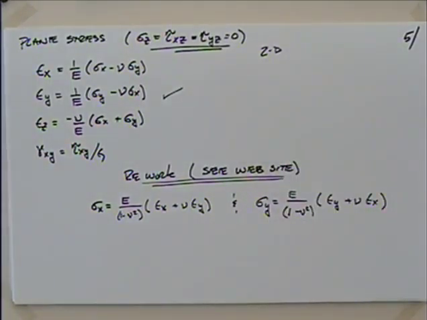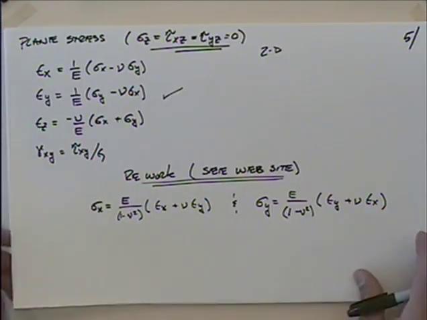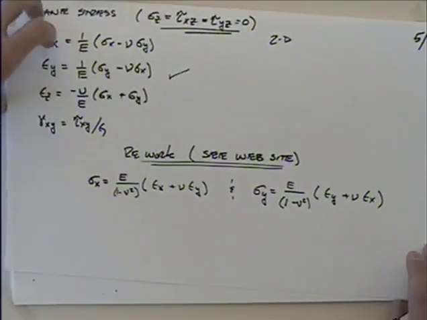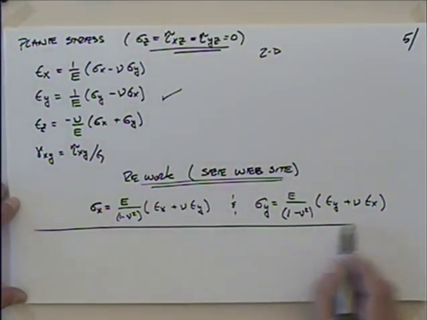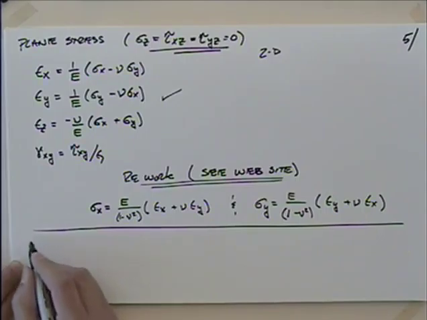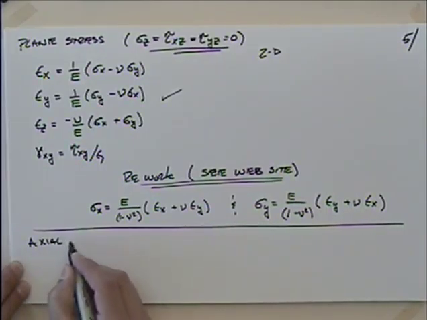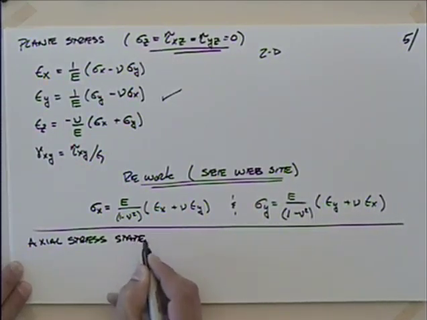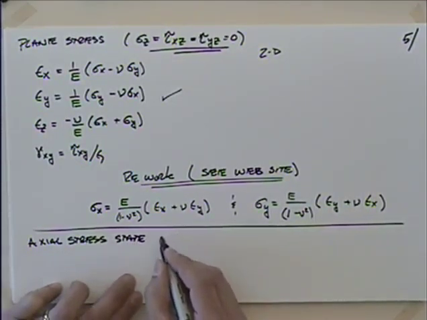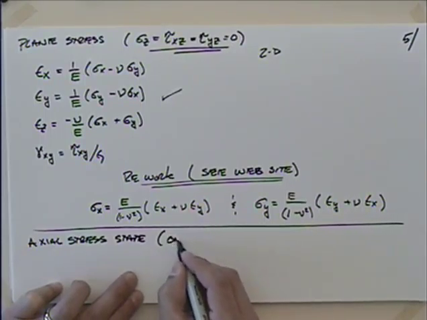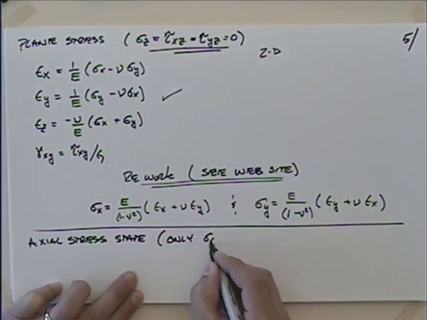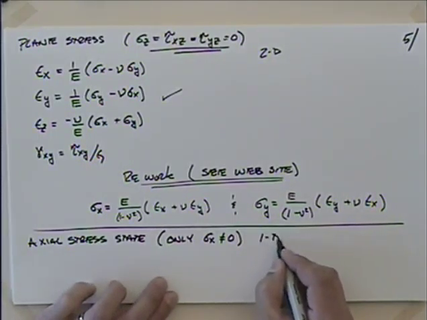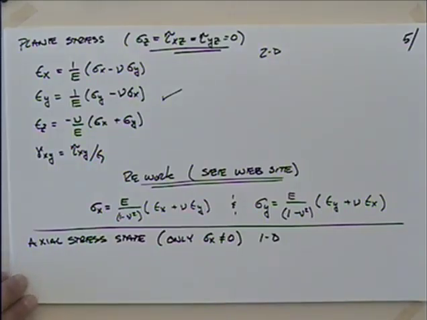And then maybe for completeness' sake, we'd better look at a 1D problem. We've seen that before, but I think we probably have enough room here. So I'll just tack that right on here. So we'll look at axial stress state. We started with this weeks ago, and let's just say only sigma x is not equal to 0. Everything else is equal to 0. Maybe we could call this our 1D stress state, if you will.